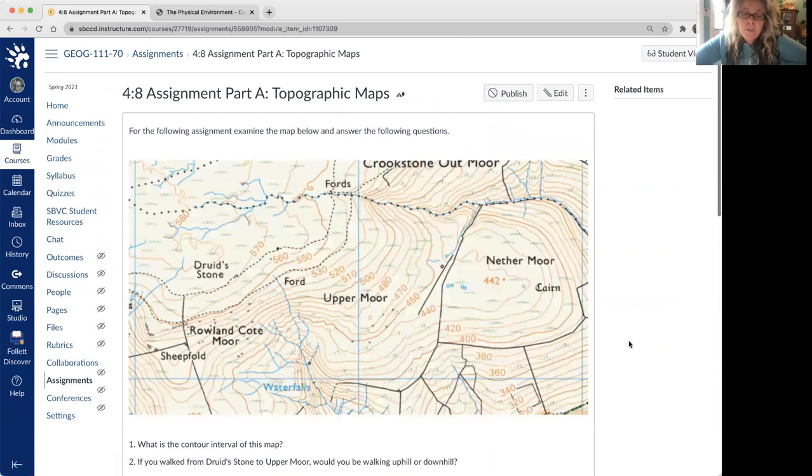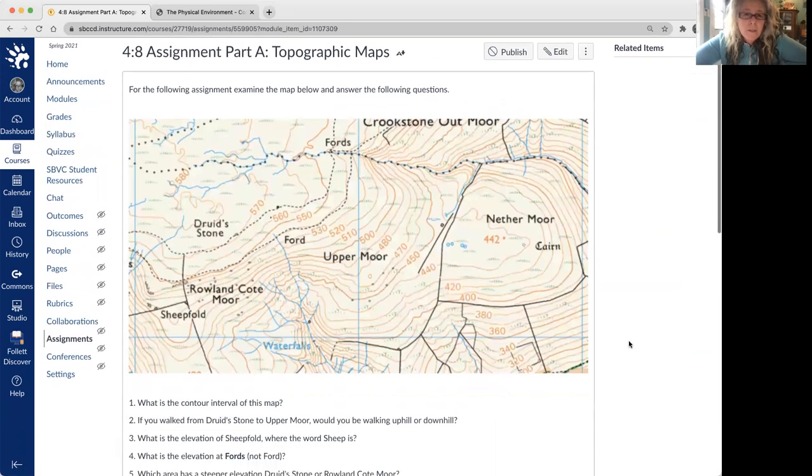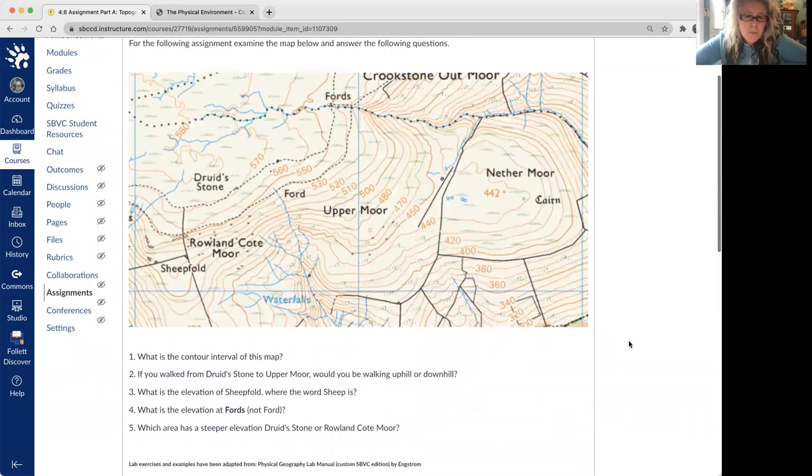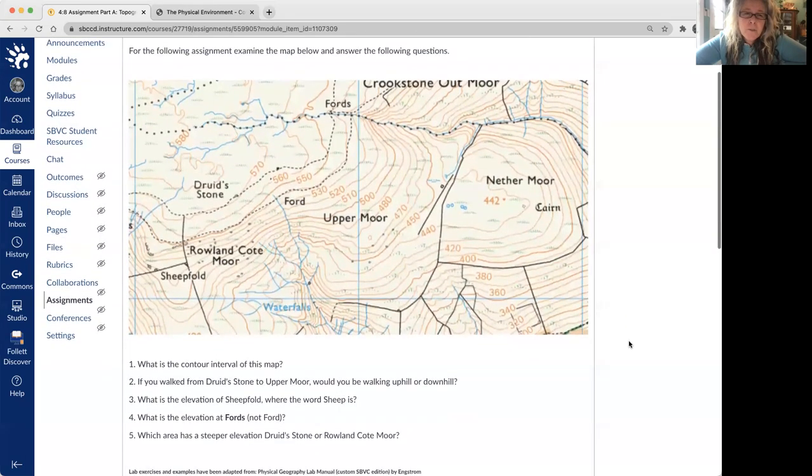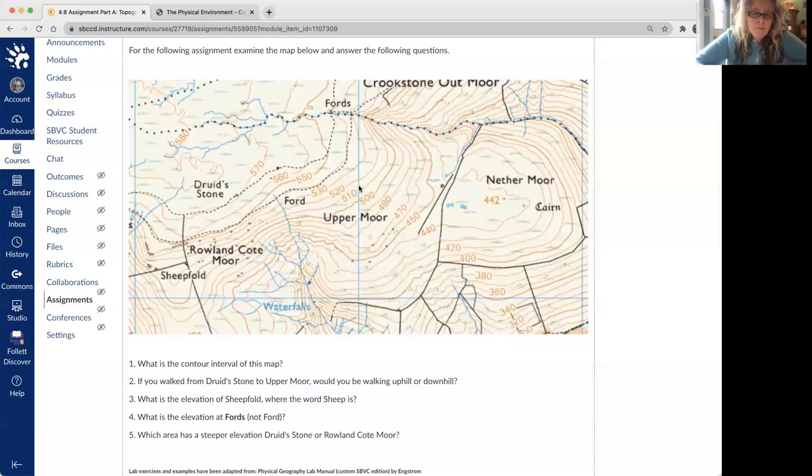Okay, this is our first assignment. I don't think you should have too many problems with this, but let's go over a couple questions. There's only 5 here, and you're going to use this really basic map to figure them out. What is the contour interval of this map? The first question. Well, they make it really easy.